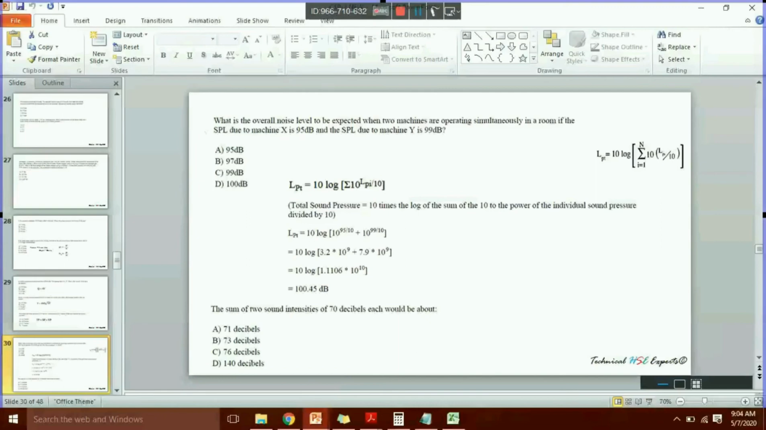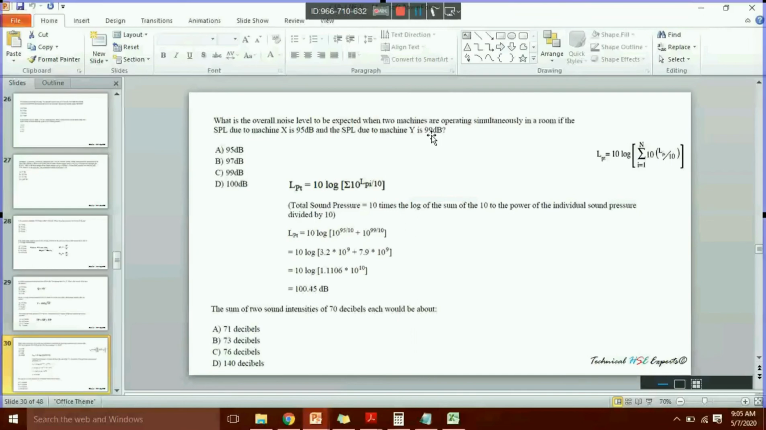See the question here. What is the overall noise to be expected when two machines are operating simultaneously in a room if the sound pressure level due to machine X is 95 dB and the sound pressure level due to machine Y is 99 dB? So imagine in a practical situation, you are entering a workshop. There are two machines running simultaneously. One machine is producing 95 dB and one machine is producing 99 dB. So they are asking how much you will be exposed.